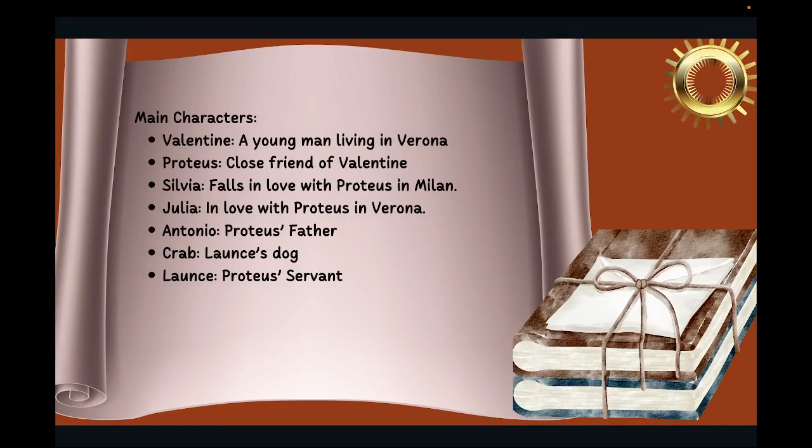Main characters: Valentine, a young man living in Verona; Proteus, close friend of Valentine; Sylvia, she falls in love with Proteus in Milan; Julia, she falls in love with Proteus in Verona. Antonio, Proteus's father; Crab, Launce's dog; Launce, Proteus's servant.